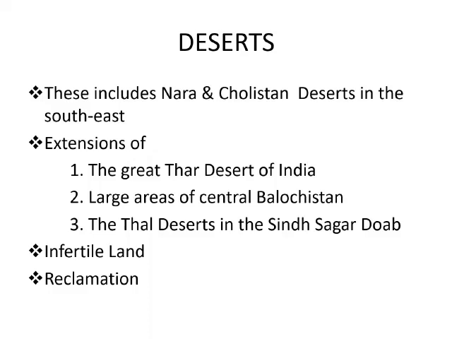While the sand of the Thar and Balochistan deserts is mainly infertile, many places in the Thar Desert are capable of producing crops with the help of irrigation. There are extensive schemes of reclamation in this region. Reclaiming means turning infertile land into land that can grow crops. This can be done through irrigation and fertilizers.